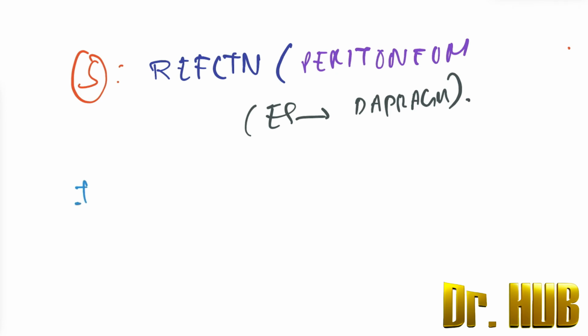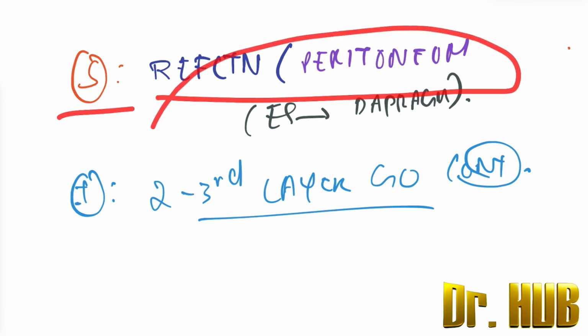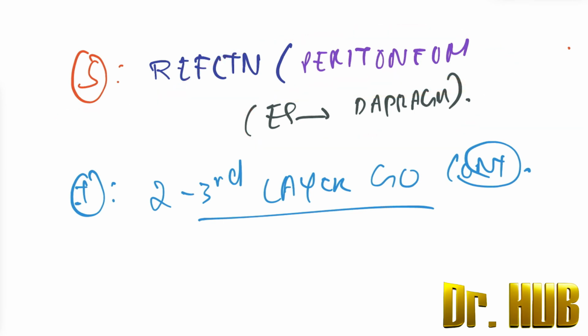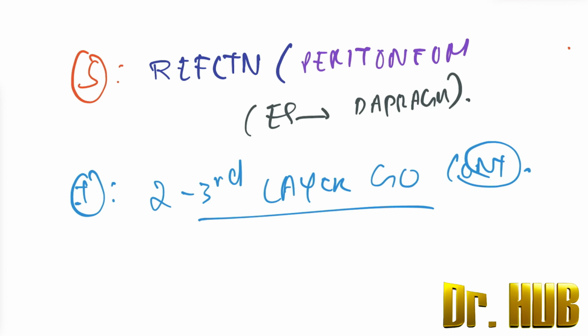Then when you move on to the inferior aspect, it is continuous with the second and third layer of the greater omentum. To recap, the superior is a reflection of the peritoneum from the esophagus to the diaphragm. Next is the inferior, it contains the second and third layers of the greater omentum, and this is continued.